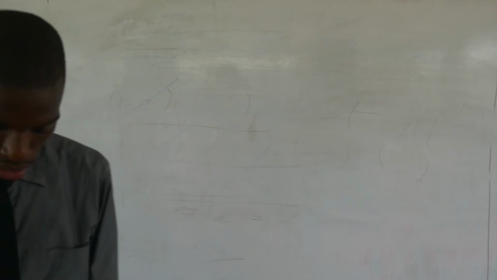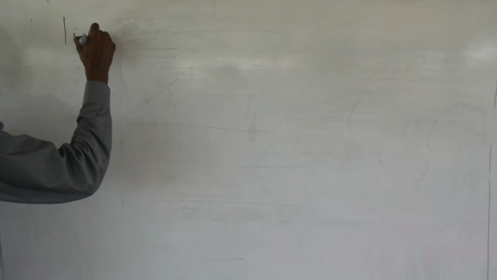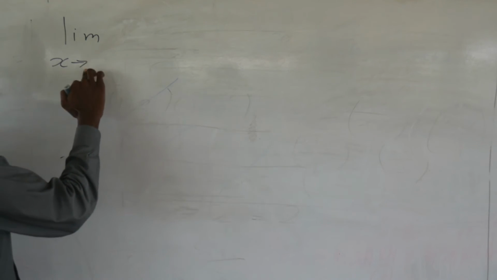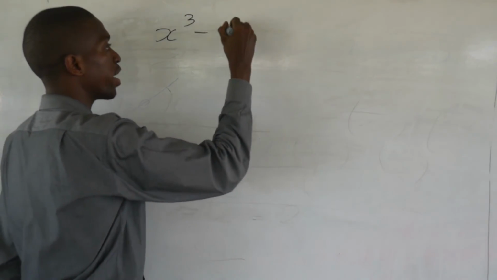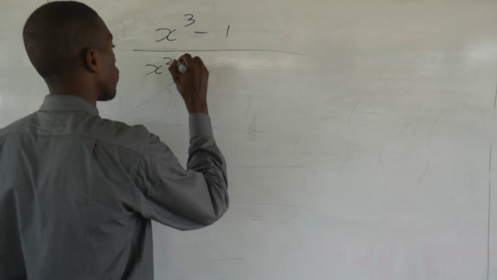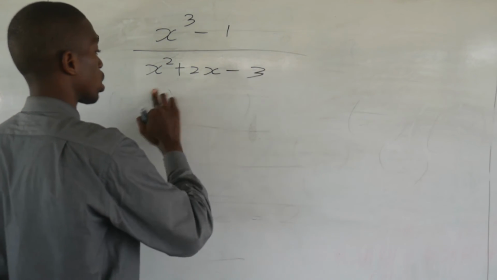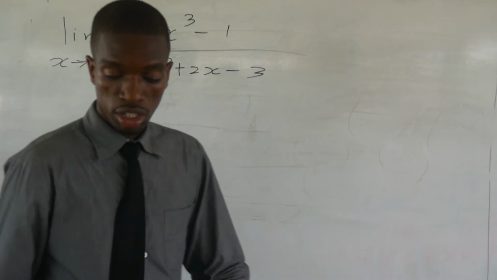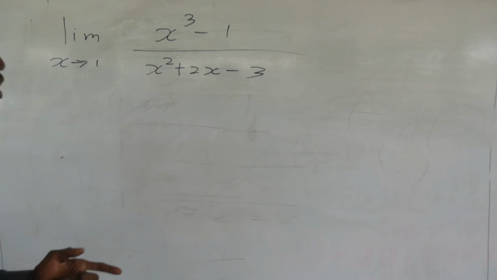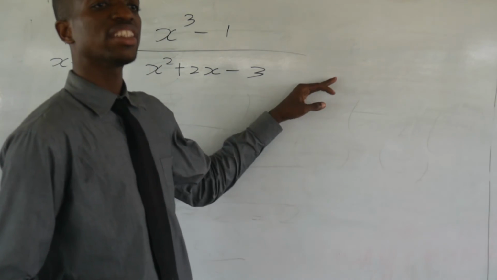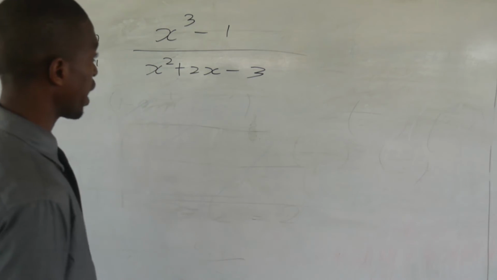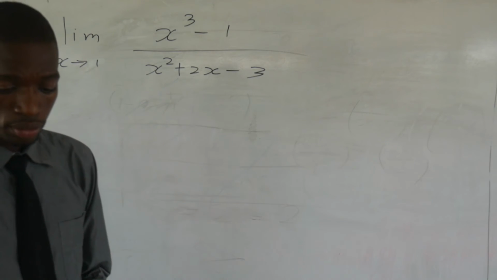Number 7. The limit as x goes to 1 of x cubed minus 1 all over x squared plus 2x minus 3. Alright, so plug in a 1, you will get 0 over 0. So you write 0 over 0, indeterminate form. You factor x minus a, which is x minus 1.